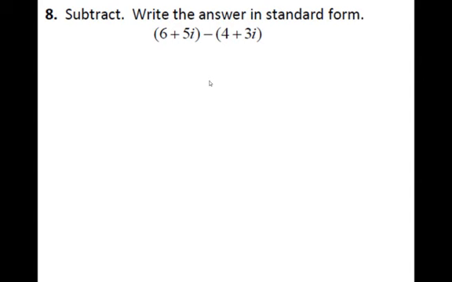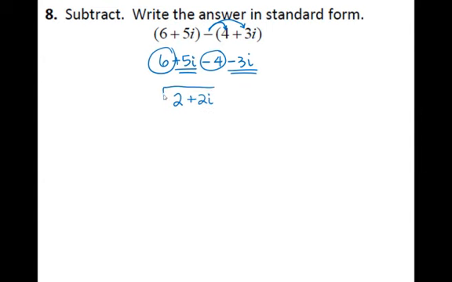Problem 8. In this problem, we're subtracting two complex numbers. When we subtract, we need to distribute the negative sign on the second complex number before we can drop the parentheses. So 6 plus 5i minus 4 minus 3i. Now we can combine like terms. So I'm going to combine the real parts. 6 minus 4 is 2. I'm going to combine the imaginary parts. Positive 5i minus 3i is positive 2i. So the answer written in standard form is 2 plus 2i.